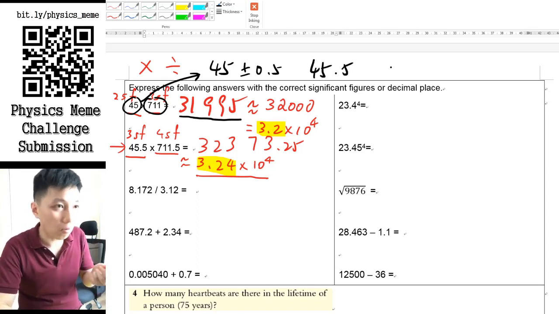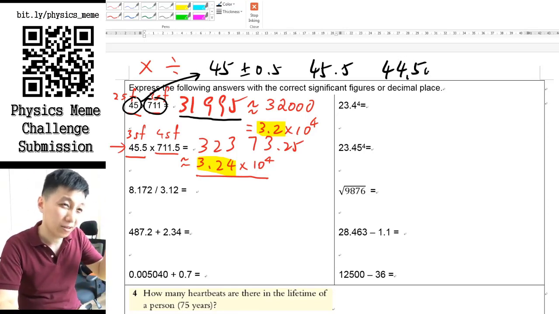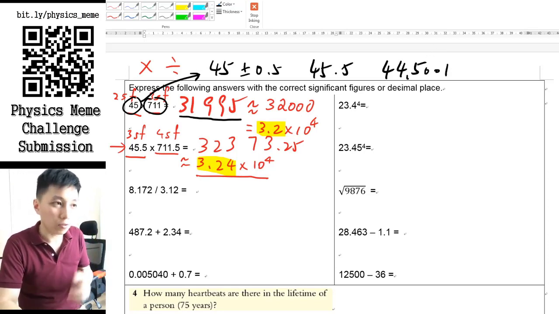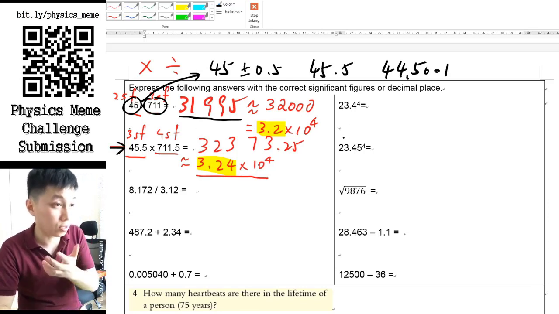45.5 or 44.5, yeah, and then you round it to 45. So this could be the worst case. So the second question right now is just simply showing you the worst case.